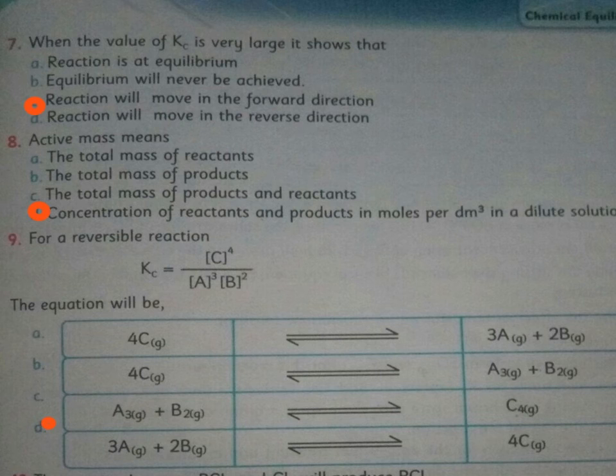Look at the D option. When 3 moles of A react together with 2 moles of B, it will give us 4 moles of carbon. So this is the right option because here you can see the 4 moles of carbon in the numerator and in the denominator 3 moles of A and 2 moles of B. So this one is the best option.